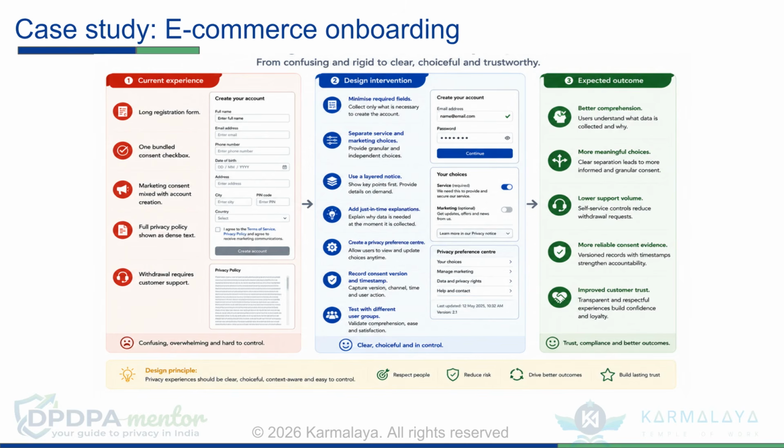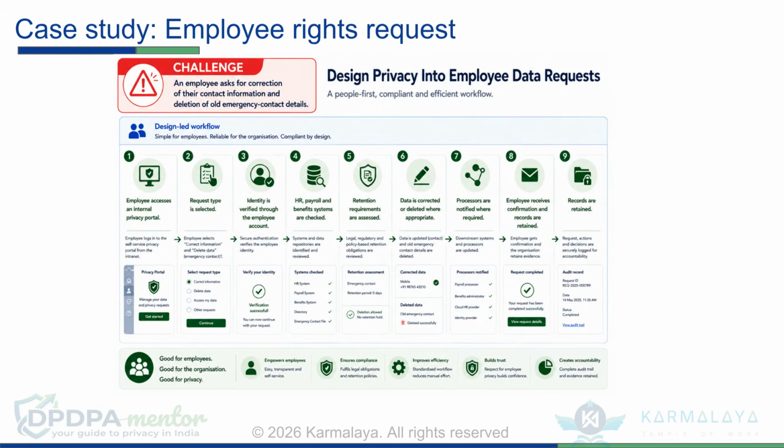The redesigned experience separates mandatory service-related processing from optional marketing and personalization. A concise notice appears near the relevant fields, while users can access detailed information through layers. A privacy center allows users to review and change preferences. The system stores the notice version, purpose, timestamp, and channel. The team then tests the experience. It measures whether users understand the difference between service messages and promotional messages, and whether they can later withdraw a preference without assistance.